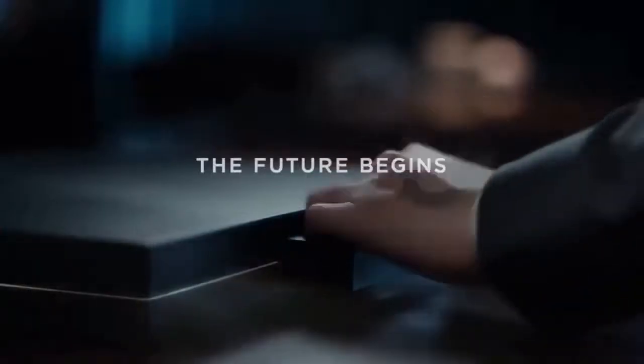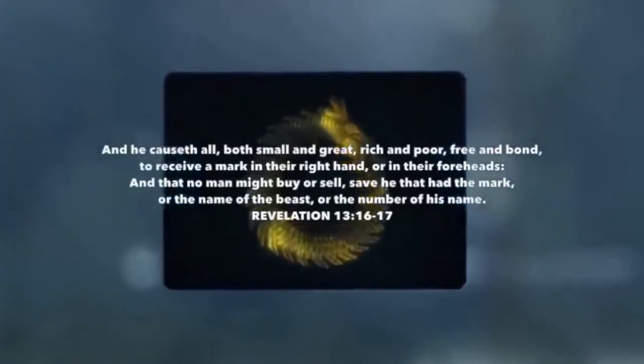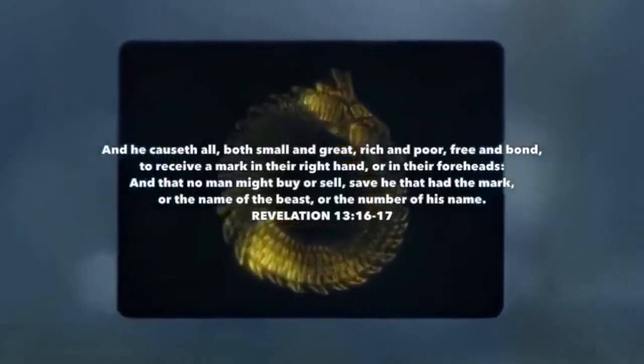And he causeth all, both small and great, rich and poor, free and bond, to receive a mark in their right hand, or in their foreheads, and that no man might buy or sell, save he that had the mark, or the name of the beast, or the number of his name.